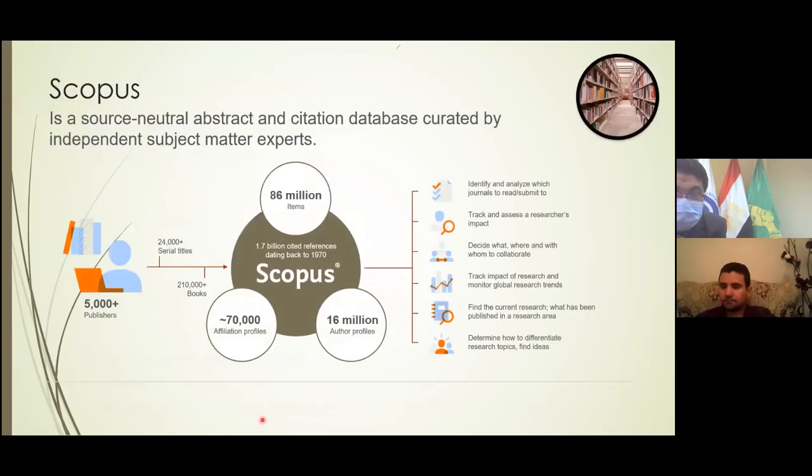This is an example for Scopus. Scopus is a huge database with more than 86 million items inside, 16 million author profiles, 7,000 affiliation profiles, and so on.